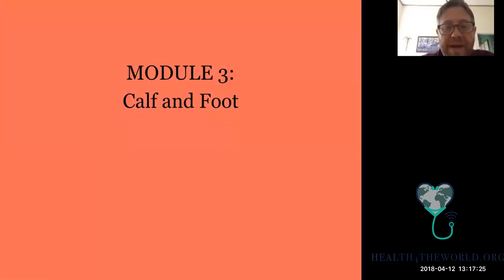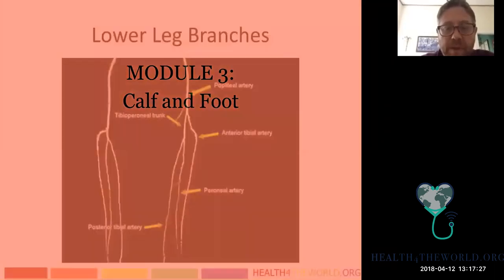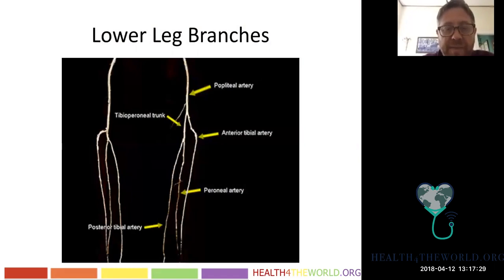All right, now we're on the last module, which is the calf and the foot. So we've talked about the popliteal artery, and the popliteal artery is going to split into two main branches here: the TP trunk, which gives this one branch, and then this other branch is going to go anterior, which is called the anterior tibial artery.